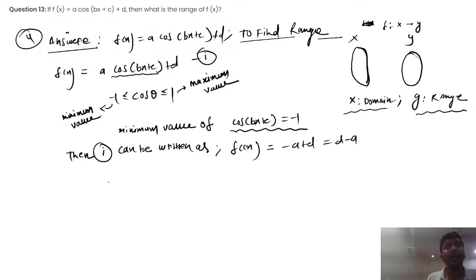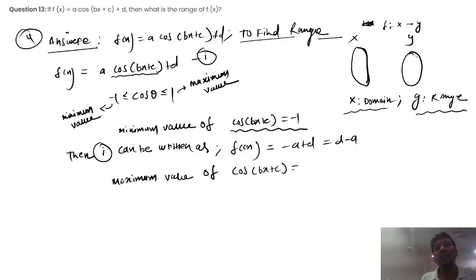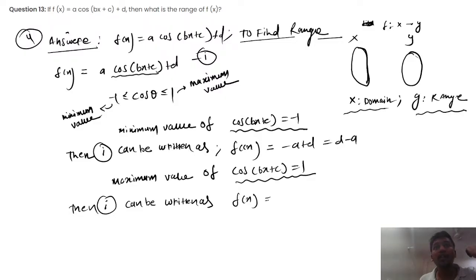Okay. And the maximum value of cos theta is what? 1. So can we write like this? The maximum value of cos(bx + c) is 1. So again in this case, then 1 can be written as, how can this be written? This can be written as f(x) equals a plus d. Any doubt till here? Can you write like this?